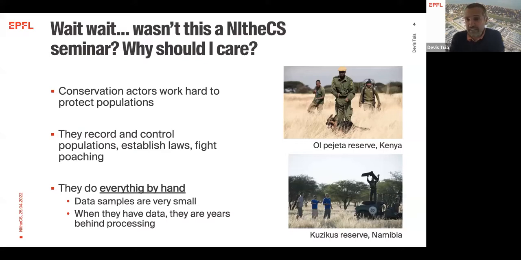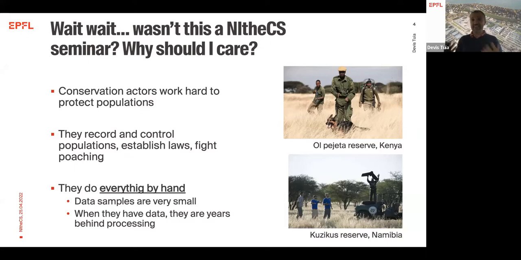So I have here two pictures, two examples of people we work with on an almost daily basis. These are rangers, for example, here in Ol Pejeta in Kenya, who are patrolling reserves to protect the rhinos and fight against the poachers, or private reserves like the Kuzikus one, that I will talk a lot about in this talk, where they are trying to model the animal populations and needs of grazing, and then how much food is available for the animals. And all this is like a closed loop where estimating the one helps us estimate the other.